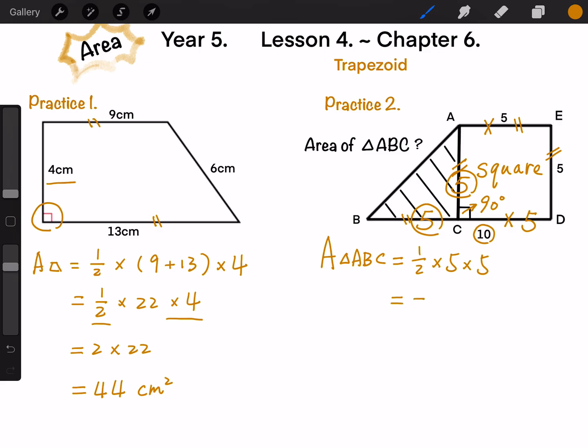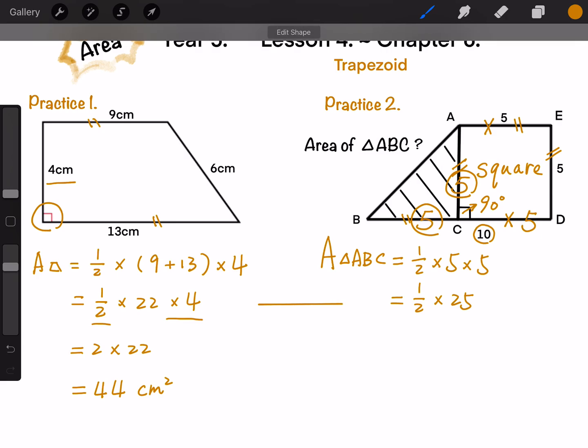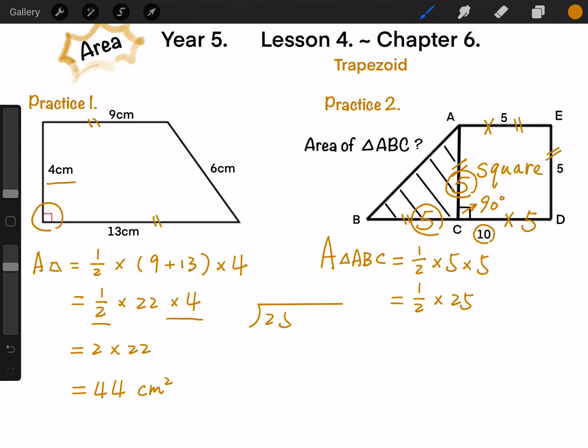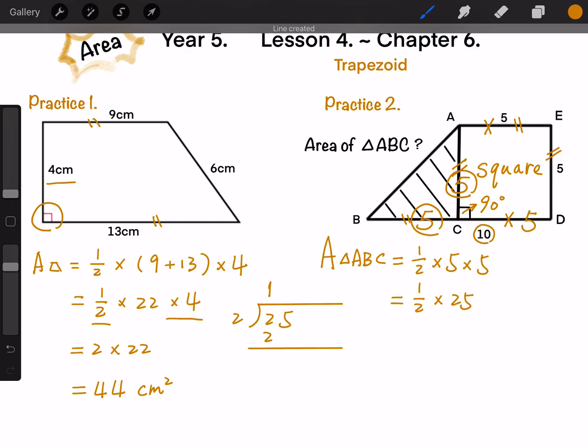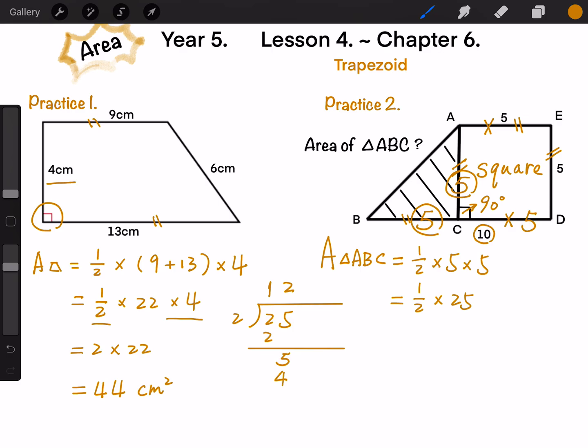Then we can get 1/2 times 25. Alright, 25 divided by 2. Let's have a try. 1 times 2 equals 2. And then we still have 5. 2 times 2 equals 4. 5 minus 4 equals 1.